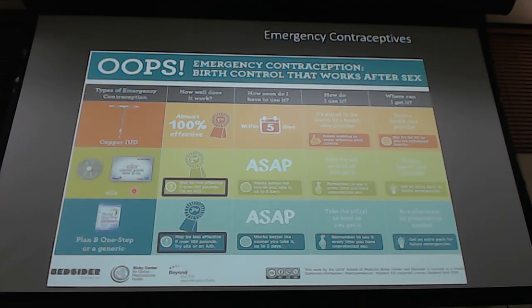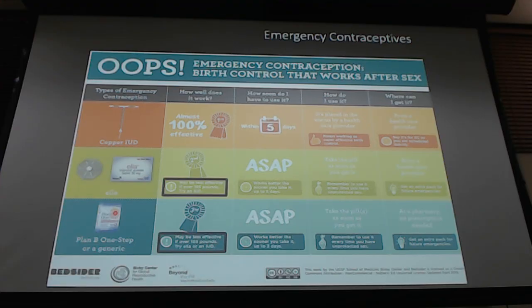So we don't know the effectiveness of it if they're over that weight. So they have an increased risk, if they're over that 195 pounds, of becoming pregnant, despite taking this Plan B or their emergency contraceptive. And then last is our Plan B, or a generic equivalent to our Plan B.